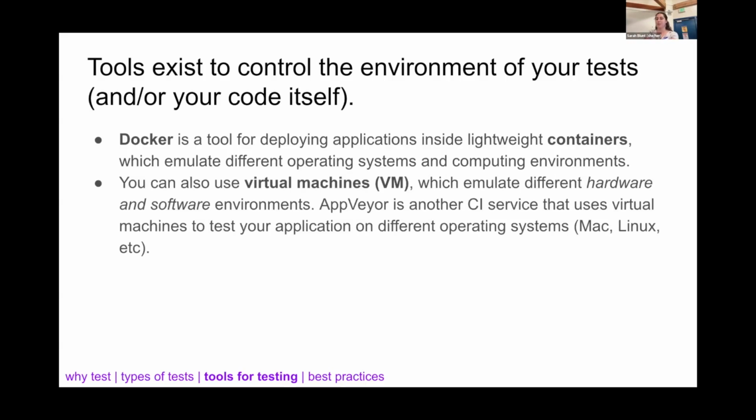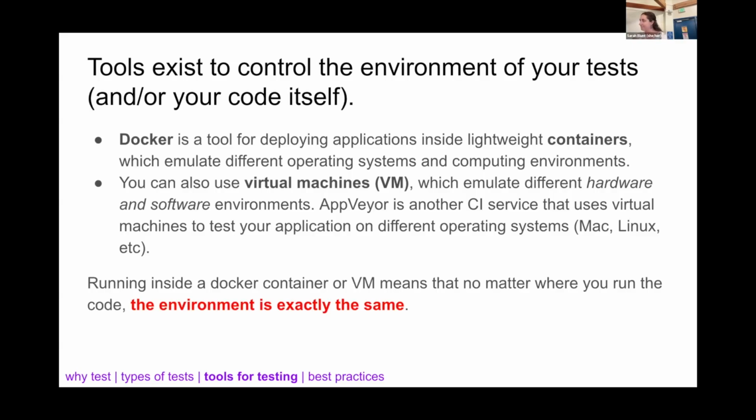You can also use virtual machines, which are similar, but in addition to emulating different operating systems and software environments, they also emulate different hardware environments. So a virtual machine would enable you to, for example, if you have a Mac, create a virtual machine that emulates a Linux system and test your code in that system. One continuous integration service that uses virtual machines to test your application on different operating systems is AppVeyor.